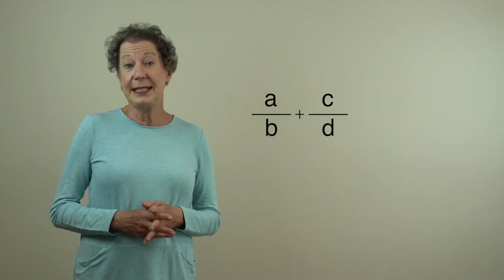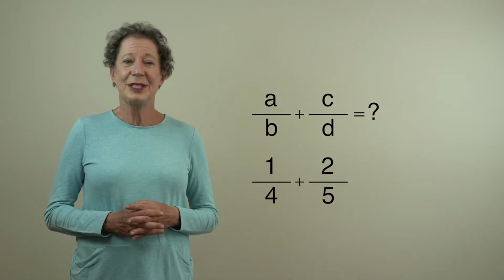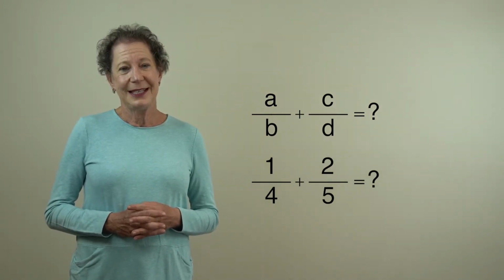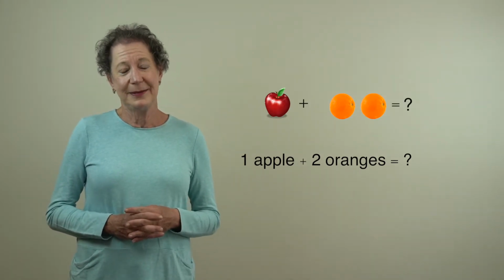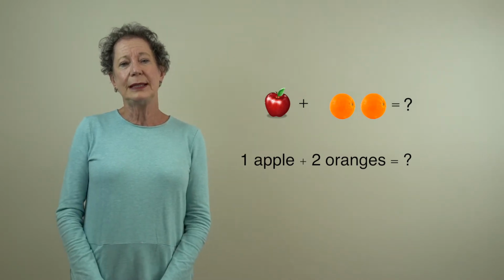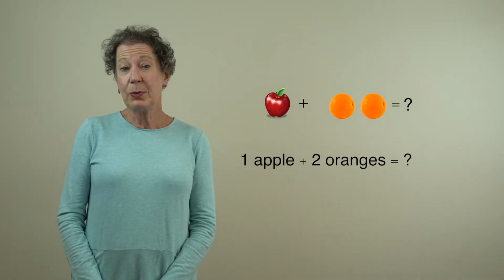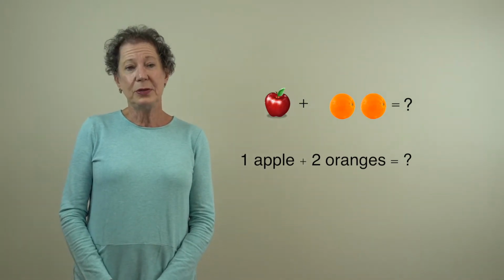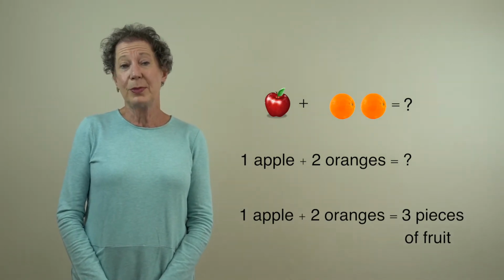With different denominators, the algebra expression is a over b plus c over d equals what? An example with numbers is 1/4 plus 2/5 equals what? This is the same situation as 1 apple plus 2 oranges equals what? What do we call the sum? We have to find a unit or label that includes apples and oranges. To do this, we need to bring in new information. We can use pieces of fruit. We had to know that apples and oranges are both fruits.